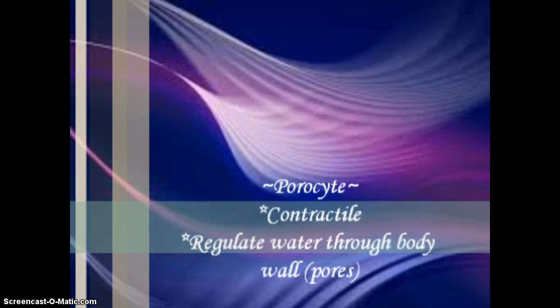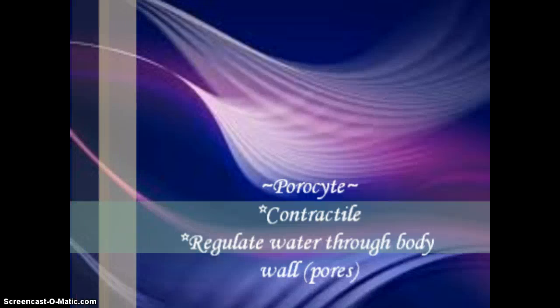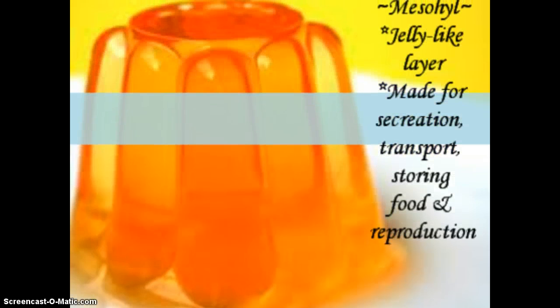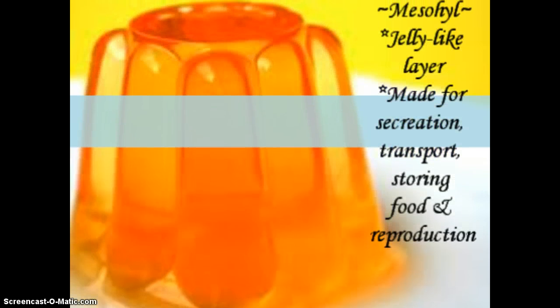Next is the porocytes, which are just like the pores in the body. They're contractile and they regulate water through the body wall, or how I remember it, pores. Yeah, porocyte. Next is the mesohyl. It is the jelly-like layer made for secretion, transport, storing food, and reproduction. Hope you like my picture there.